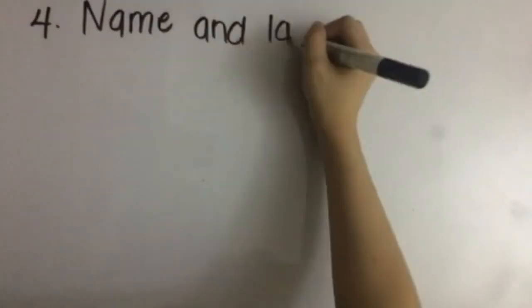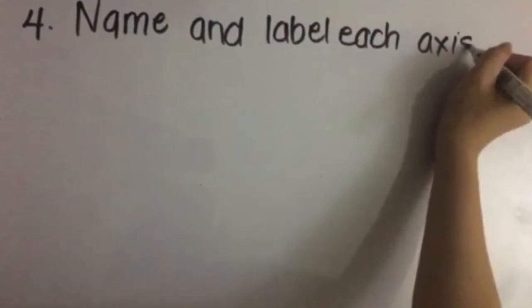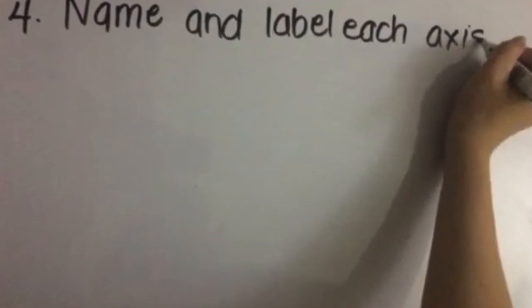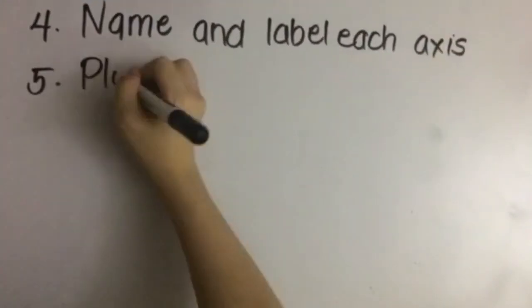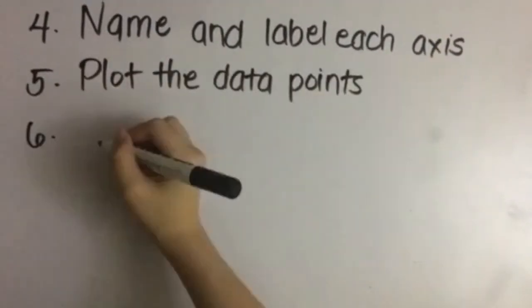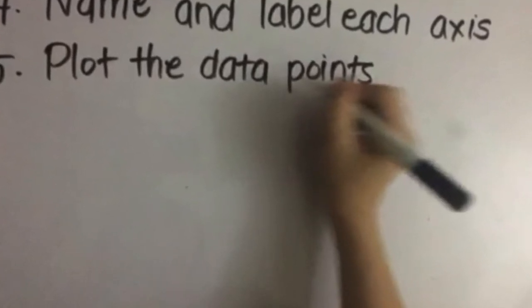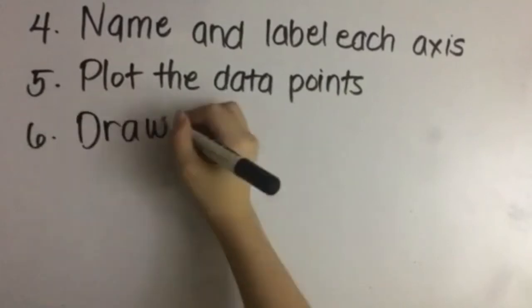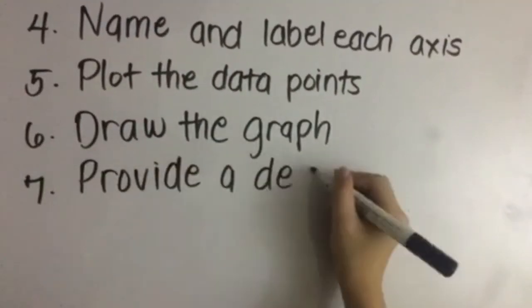Then, you need to number and label each axis. Clearly label the x and y axes, including the units of measurement. Then, you need to plot the data points. You need to plot each data value on the graph with a cross. Then, draw the graph. Then, you need to provide a descriptive title.